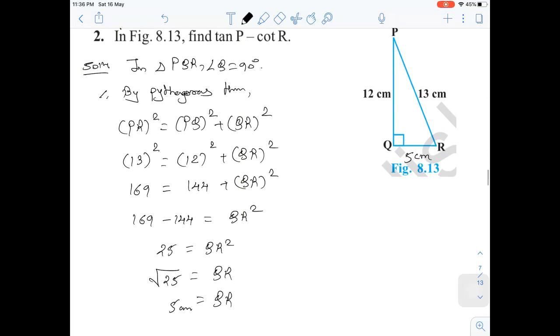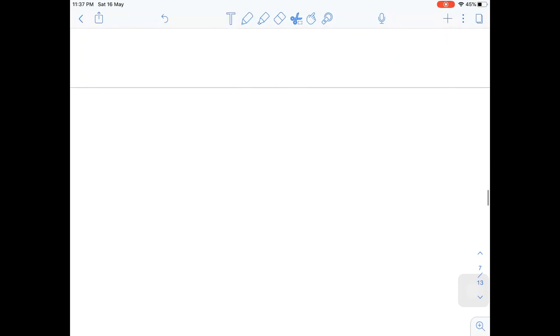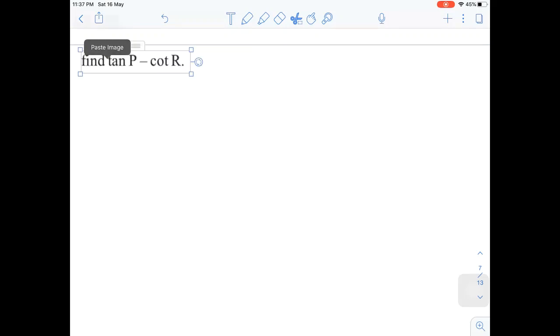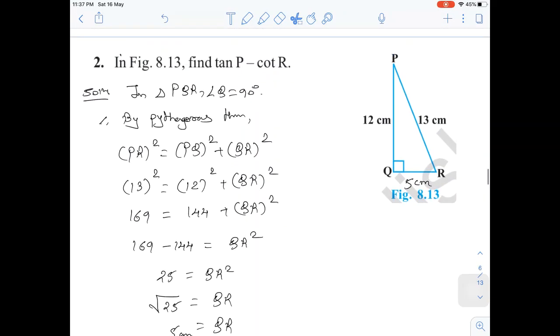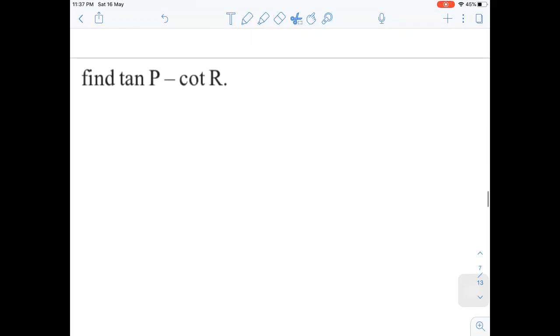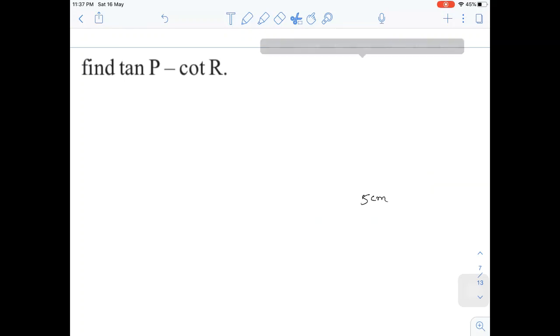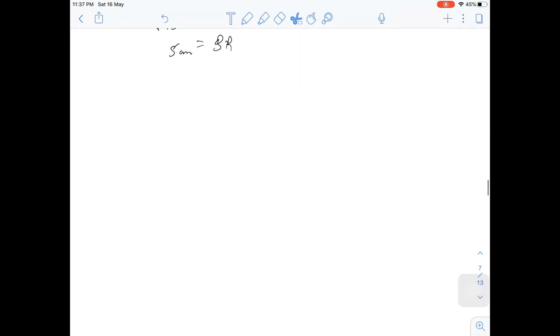Okay. Now, let us copy this figure on the downside. First, let us copy this question and then we will copy the figure. Okay. So, it is not copied. Let us copy it again.